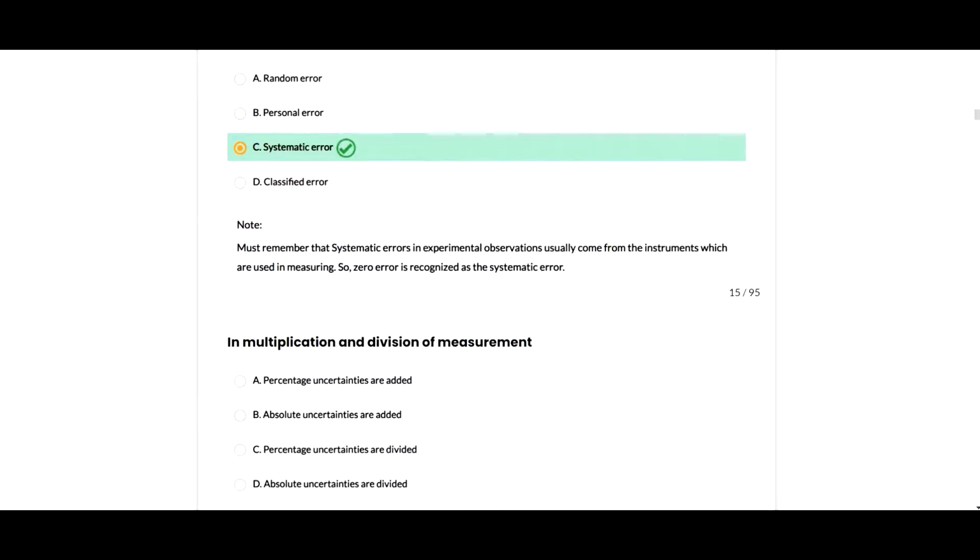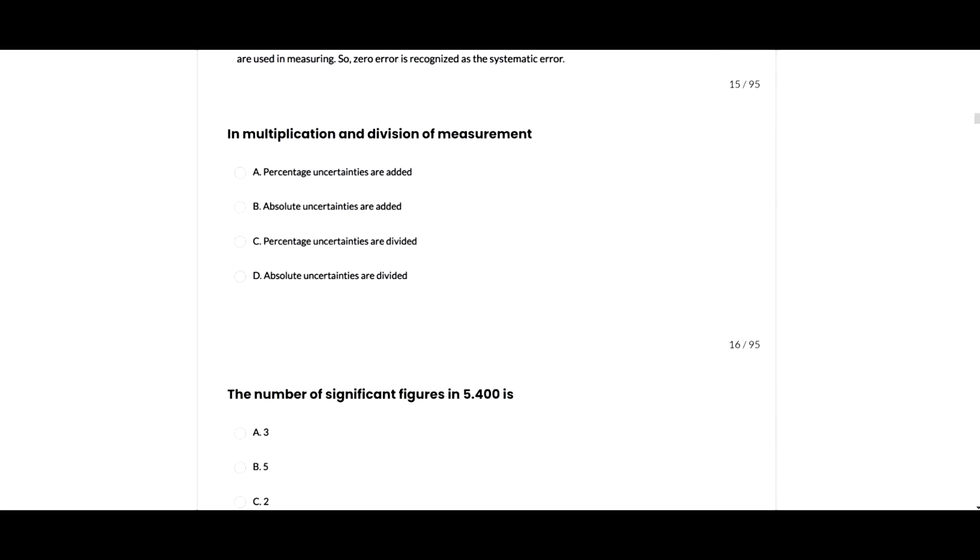The next MCQ. In multiplication and division of measurement, percentage uncertainties are added, absolute percentage uncertainties are divided, and absolute. So here the correct option is given here. A option is correct. Percentage uncertainties are added in multiplication and division of measurement. So here A option is correct.